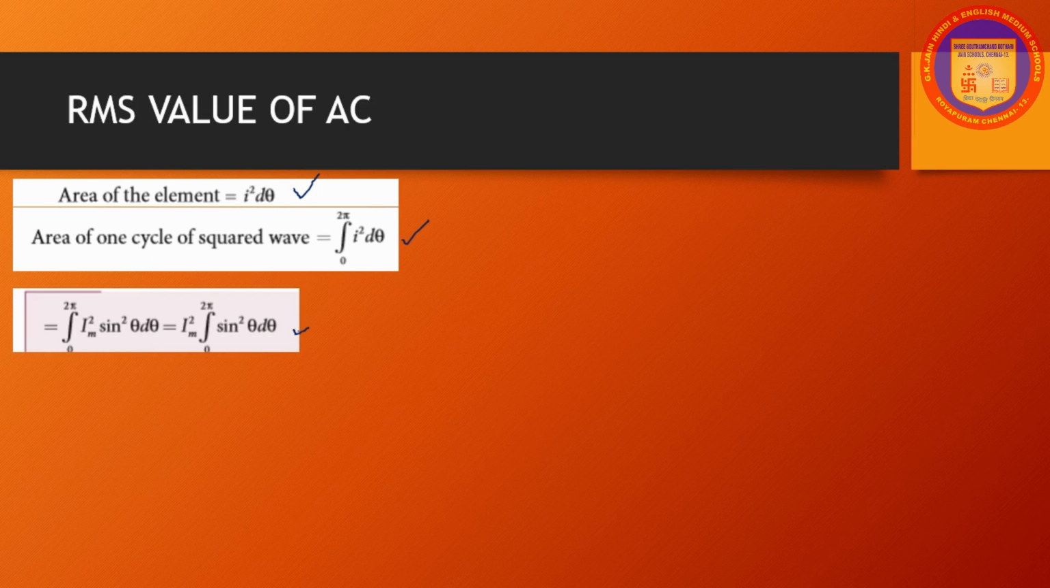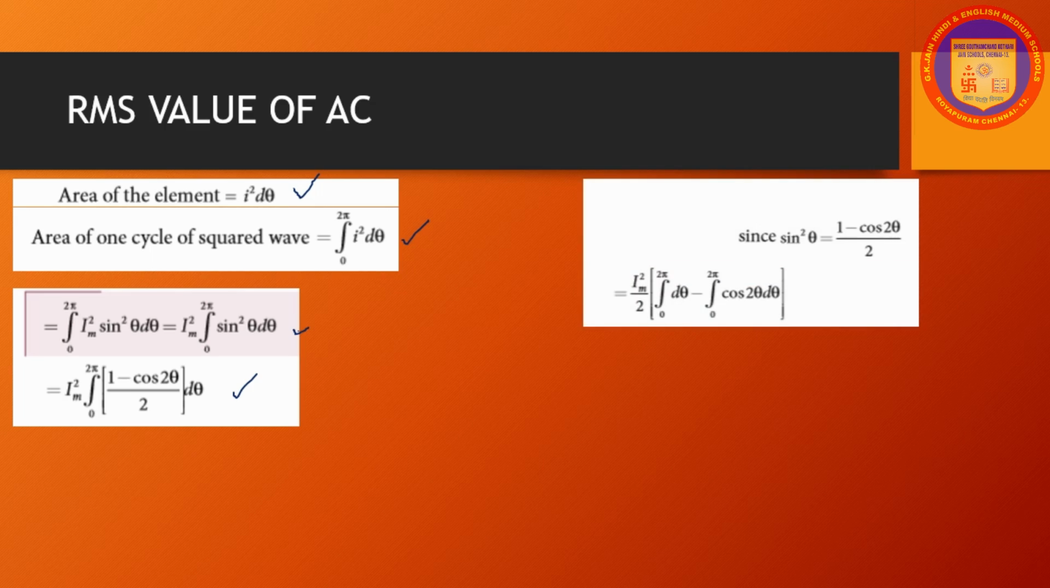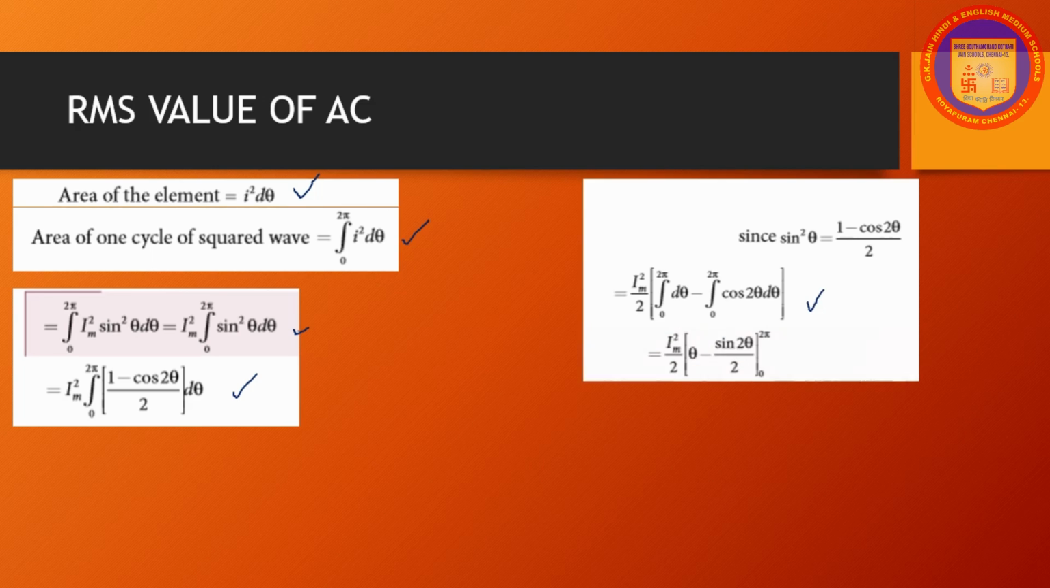Now we have learned in our 10th standard trigonometry that sin square theta can be written as (1 minus cos 2 theta) divided by 2. Substituting this value, we'll get Im square integral 0 to 2 pi (1 minus cos 2 theta) divided by 2 into d theta. Now we'll make it as two integrals. Im square divided by 2 into integral 0 to 2 pi d theta minus integral 0 to 2 pi cos 2 theta d theta. So you'll get Im square by 2 into theta minus sin 2 theta divided by 2, applying the limit 0 to 2 pi.